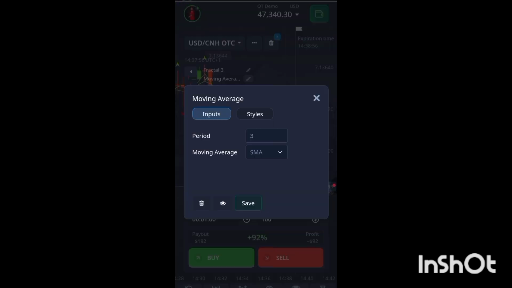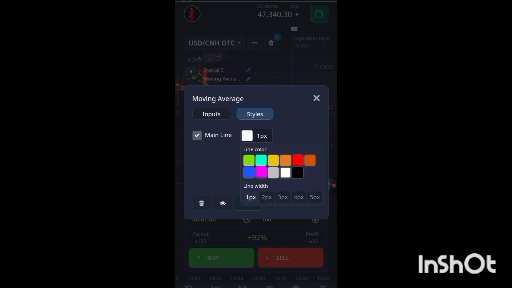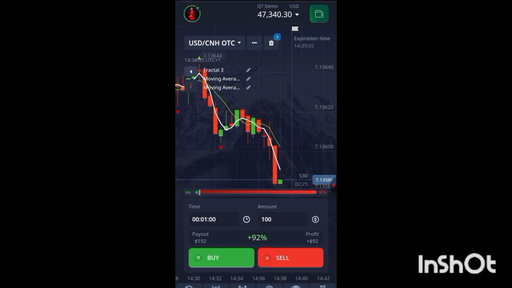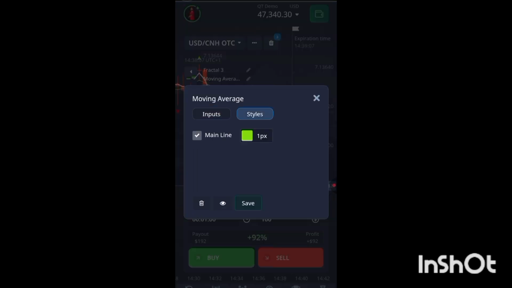Let's change the colors of the moving average. You click on style. The first one, I'll use white. I'll change it to 2px so that it will be clearer. I'll save. The second one, I'll use red. Click on style. Click on red. I'll click on 2px and I'll save.